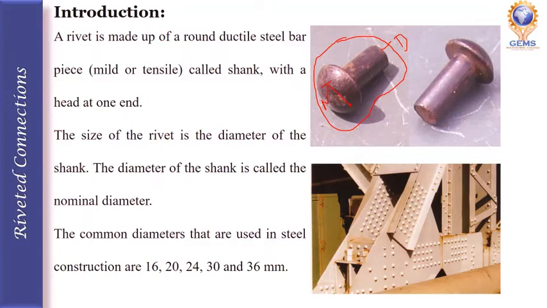The size of the rivet is the diameter of the shank. So this part is shank. The diameter of the rivet we call it as the size, the diameter of the shank only. The diameter of the shank is called the nominal diameter since the actual diameter in joints are different. The common diameters that are used in steel construction are 16 mm, 20 mm, 24 mm, 30 mm and 36 mm. So these are the rivets and this is how the connection will look like.